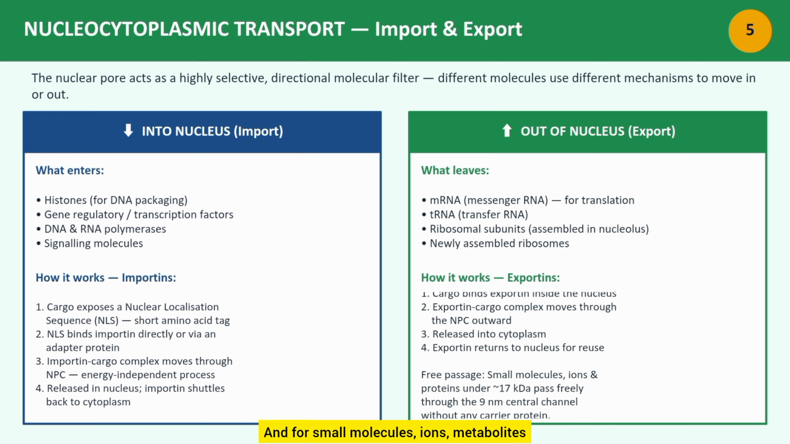And for small molecules, ions, metabolites, proteins under about 17 kilodaltons, none of this ceremony is needed. They simply diffuse freely through the 9 nanometer central channel. So to summarize, importins bring things in, exportins take things out, and small stuff moves freely. But what provides the directionality? What makes sure importins go the right way? That is where our next topic comes in.